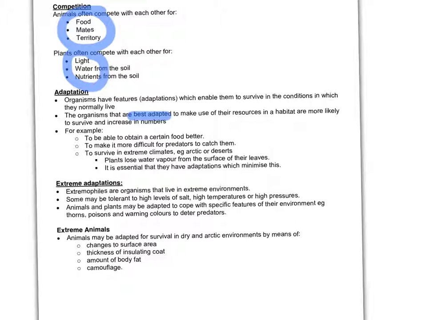If something has an extreme adaptation, we call this an extremophile. This means they might have higher tolerances for certain things, and so they can cope with the specific features of their environment. You can often be asked about extremophiles living in dry or Arctic environments, and we'll look at a couple of examples of these.